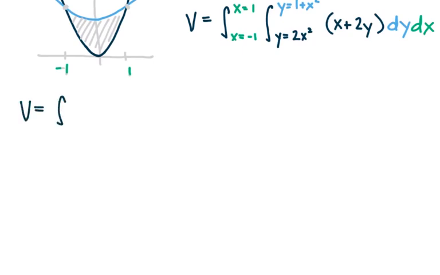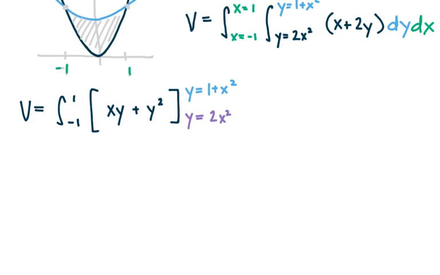All right, so let's start working on this. I have V equals the integral from -1 to 1. Now, I'm integrating with respect to y. That means x is a constant. So I have xy for the first term, integrating 2y, that gives me y squared. And my functions that I'm plugging in, I've got y equals 1 plus x squared, I'm going to use a color here, y equals 2x squared. And I still have my dx.